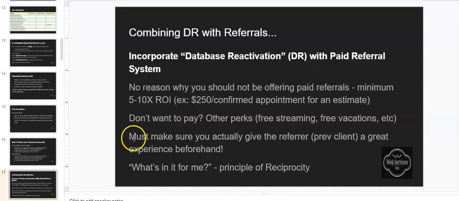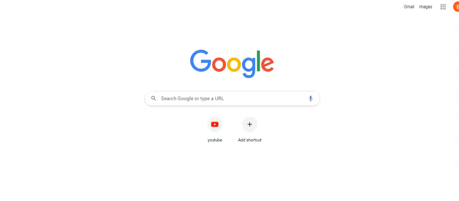And obviously, you must make sure you actually give your previous clients a great experience. You don't want them to express a negative experience against you, right? But this is all taking advantage of the psychological principle of reciprocity. So what's in it for me? Instead of just passively hoping that it's going to click in their mind to send you referrals without any kind of incentive, this is how you make it more consistent. And referral business is some of the greatest business that you can see.